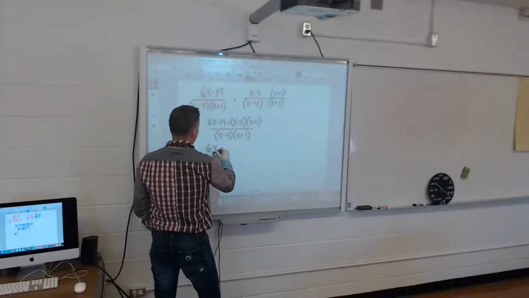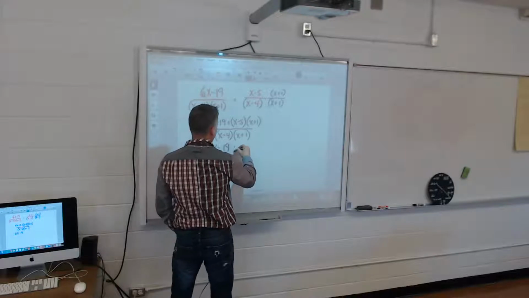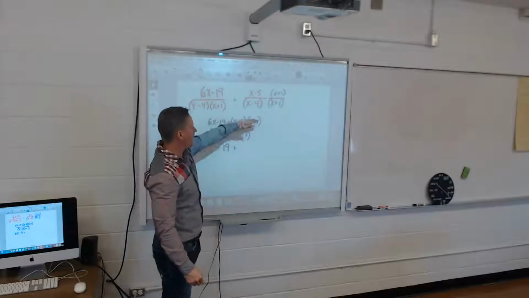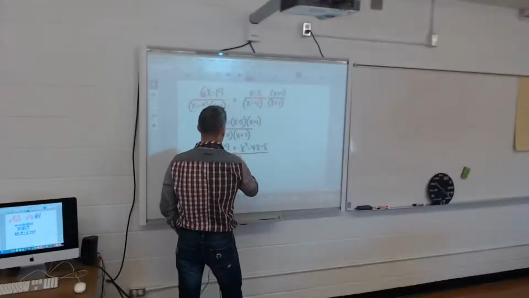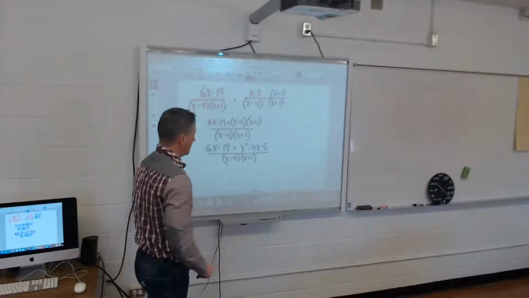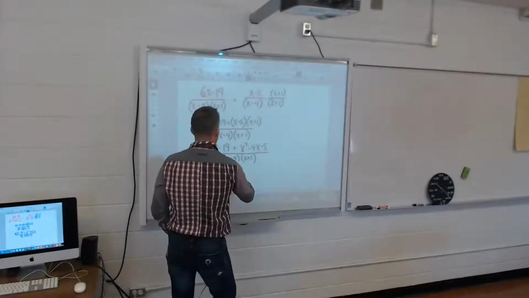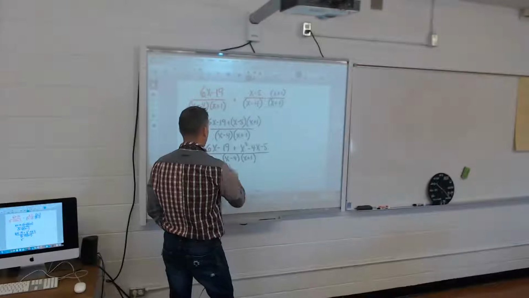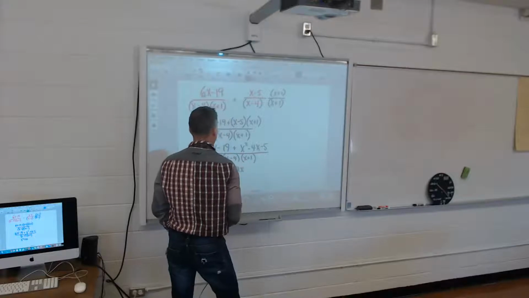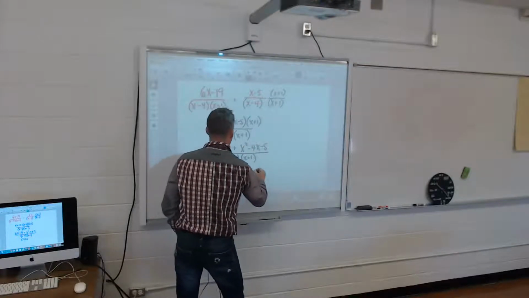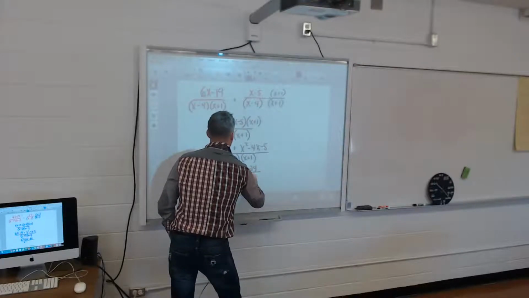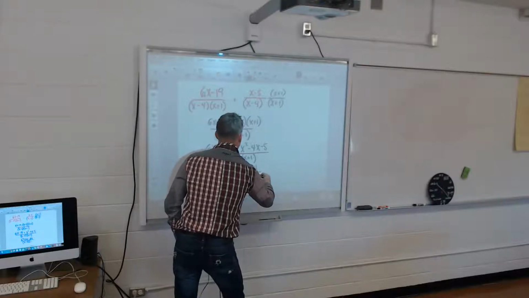So now I need to actually FOIL this out. So to speak to Amron's comment earlier, this is where I would FOIL something out. And all of that is over x minus 4, x plus 1. I have to collect my like terms now. So I've got x squared, 6x subtract 4x is plus 2x. And minus 19 subtract 5 is minus 24. All over x minus 4, x plus 1.